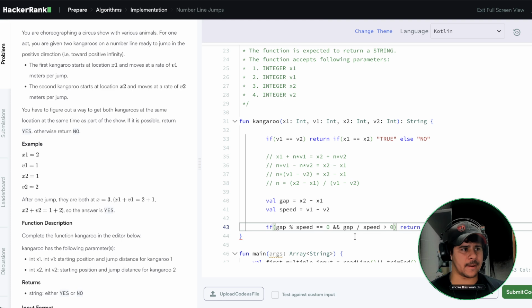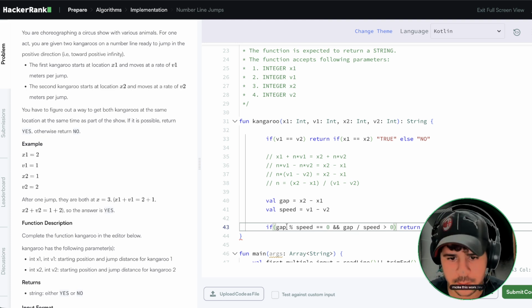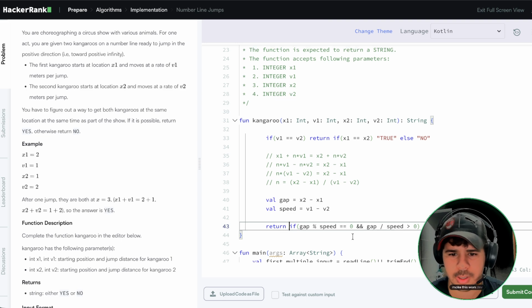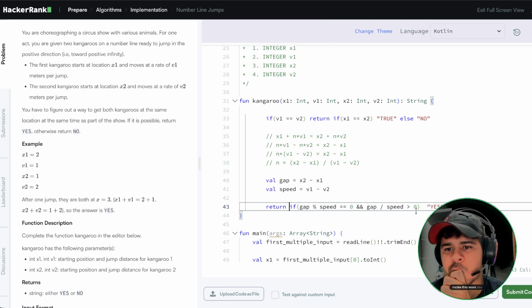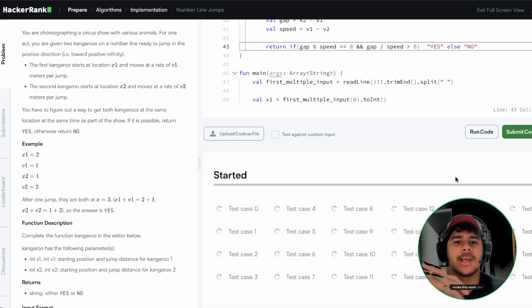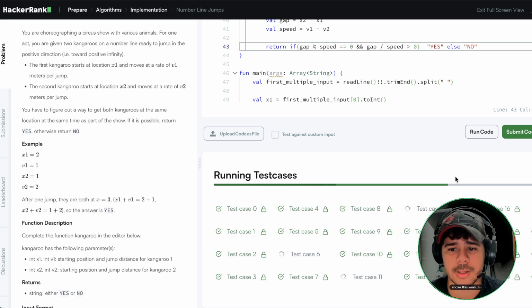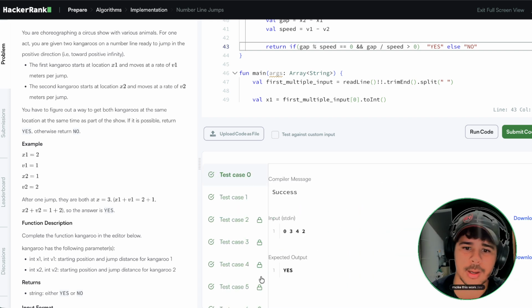Okay, yeah, I think that's it. So let's just remove this here, and we're going to return here. So return if gap speed. I think this should work. I think you understand this one. So we just submit the code here. Let's check if it's going to pass or not. As you can see, this passes.